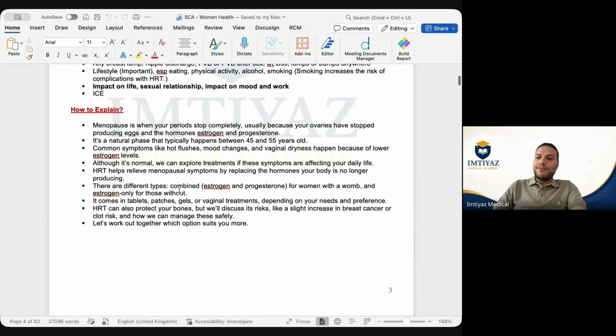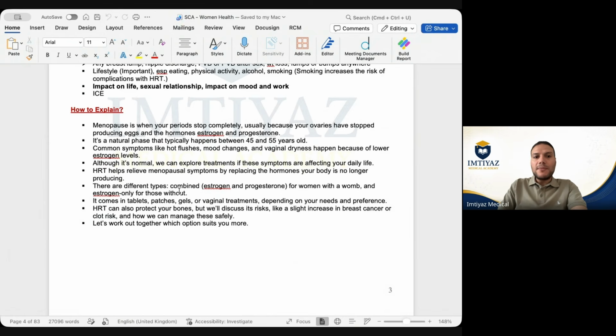So, how to explain? Menopause is when your periods stop completely, and usually because your ovaries have stopped producing the female hormones, estrogen and progesterone. Common symptoms, and you take some of her symptoms that she's coming with. Usually ladies will come with symptoms as you described: brain fog, irritability, hot flushes, night sweats, irregular periods, and so on. Although it is normal, we can explore treatments if those symptoms are affecting your quality of life, affecting your daily function, affecting your work.